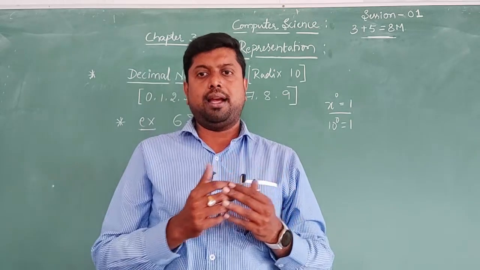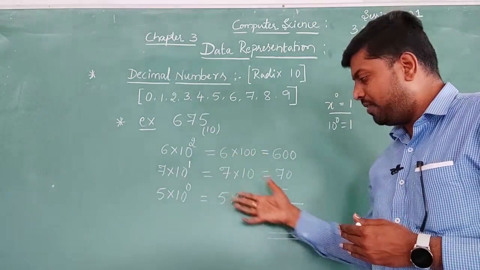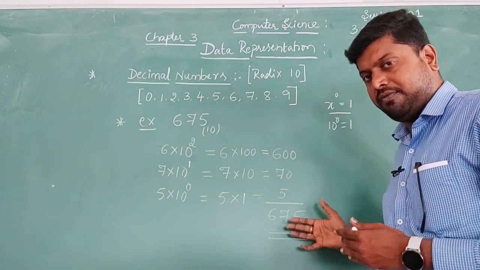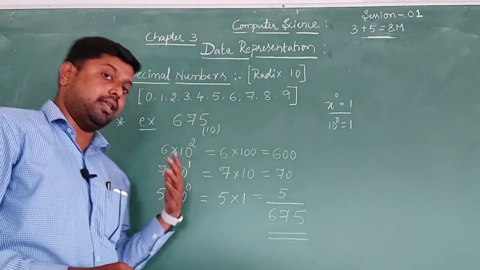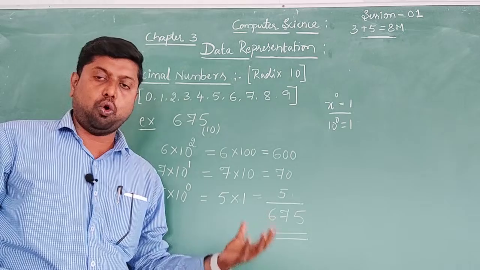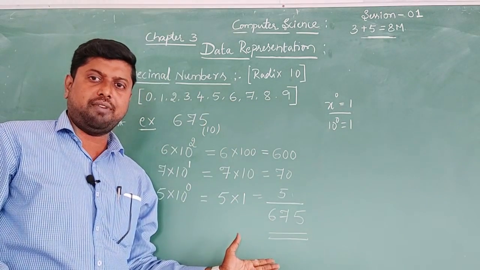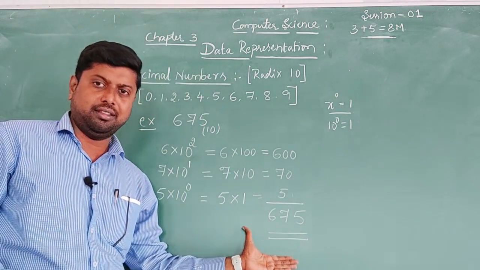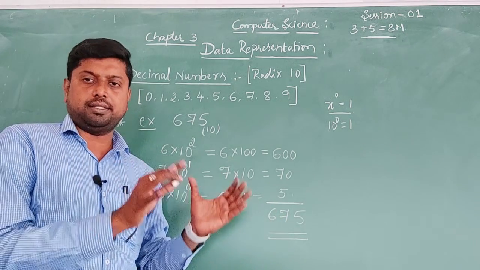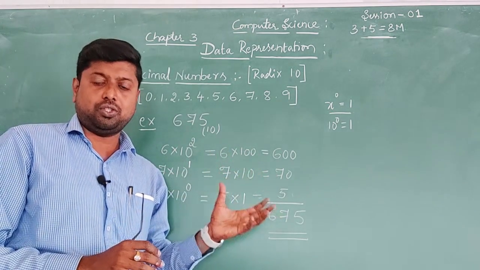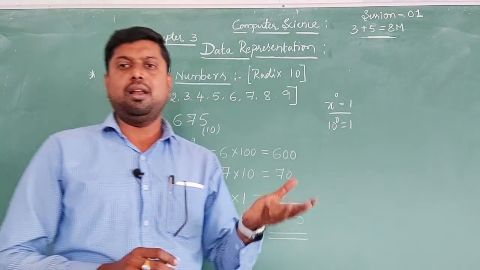This is how we calculate a number in this form, like 675. After this, if you want to try other numbers, you can try at home: take a number, bifurcate it into base 10 values, and you will get the conclusion like this. So, this is what we call the decimal numbering system. Like that, we can convert any number into its decimal value.